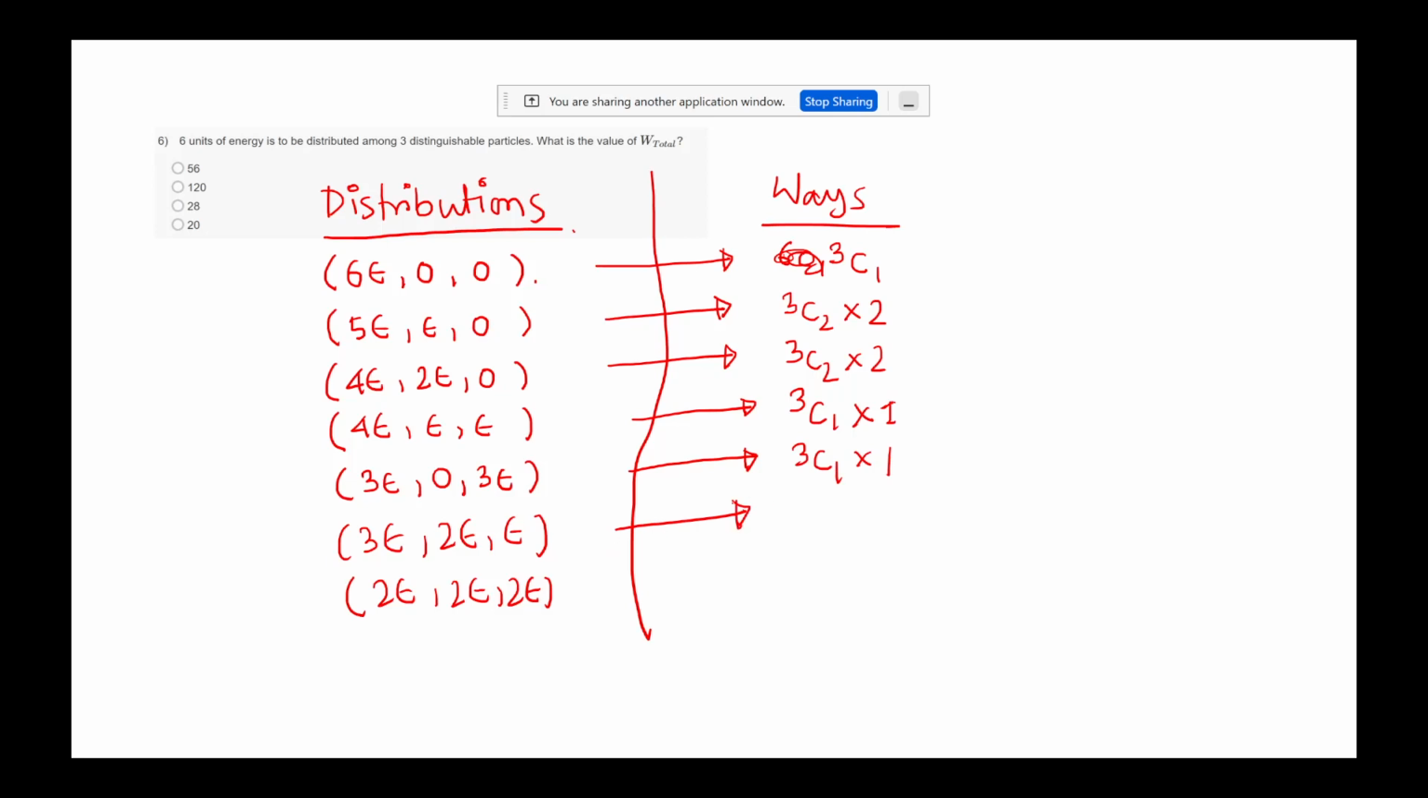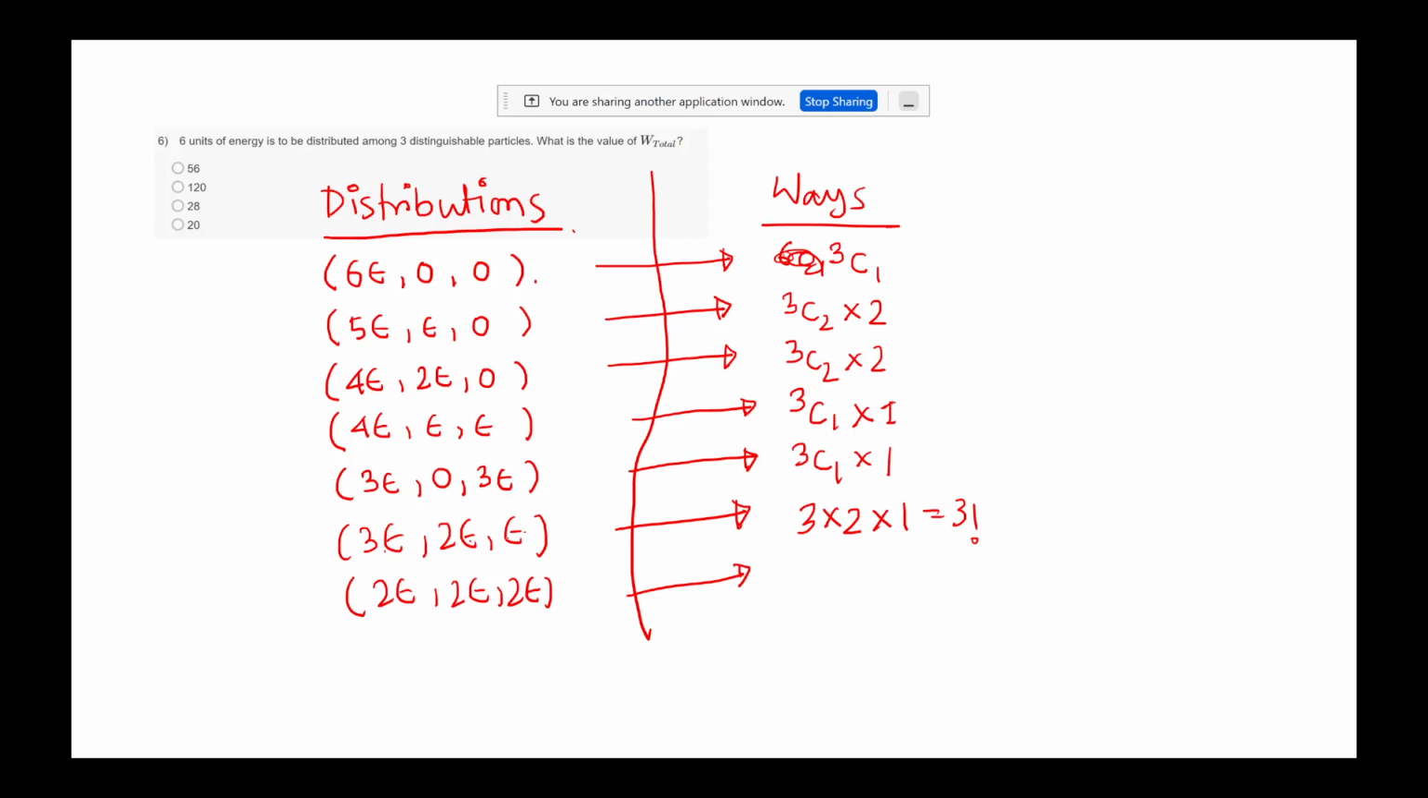This one? Everything has an energy. So 3 times 2 times 1, that is 3 factorial, right? This is the classical problem, only 1. So this is like the same thing.